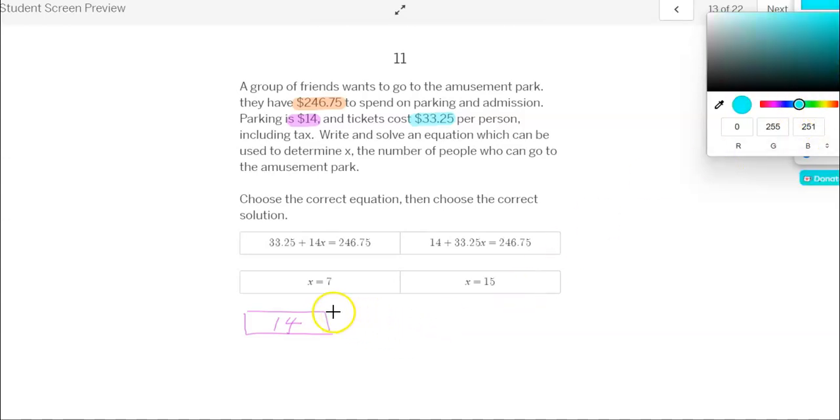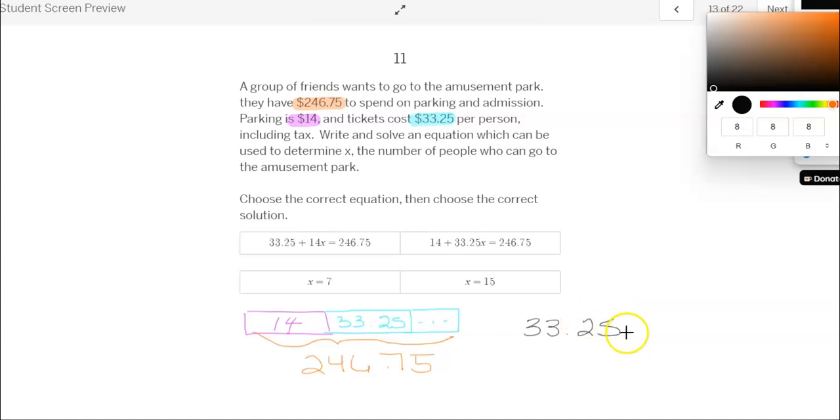So my $33.25, I don't know how many there are. So I'm going to go ahead and put a ... right here like we do sometimes. And then the total cost was this $246.75. So I know that the $33.25 is the times x. $33.25 times x, and then the 14 was a one-time cost, equals the $246.75. Now it's not written exactly the same way, but it's going to be this one right here.